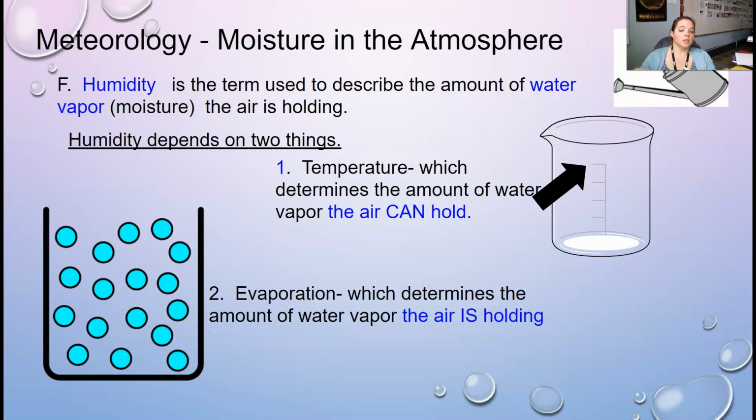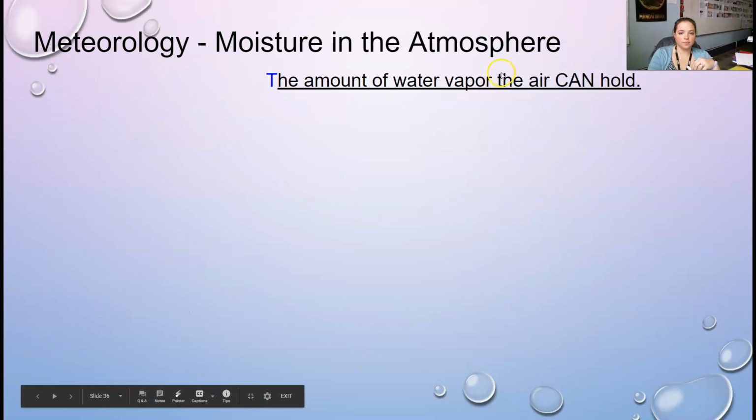So say you're in Florida and it's 90 degrees out and there's a lot of water vapor in the air. How much can it evaporate? Well, it's already holding a lot, so it can't really get rid of too much. That's why you feel all sticky and yucky.